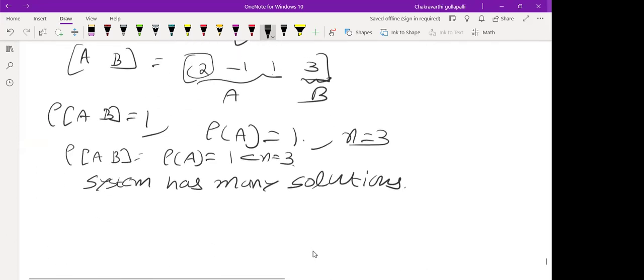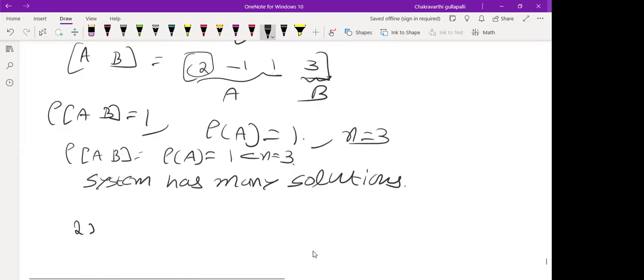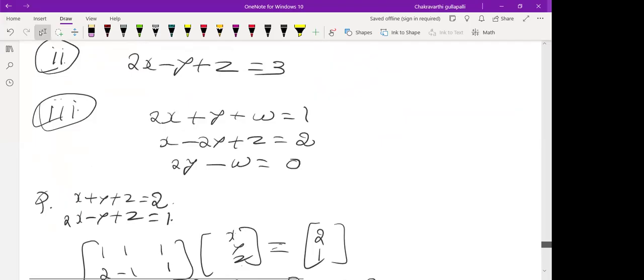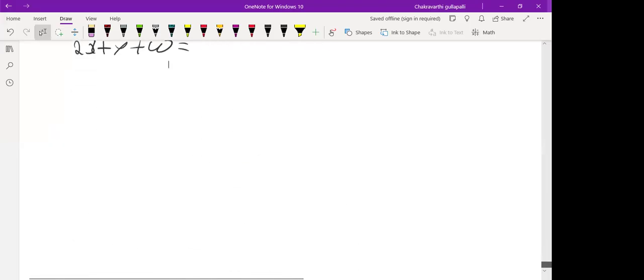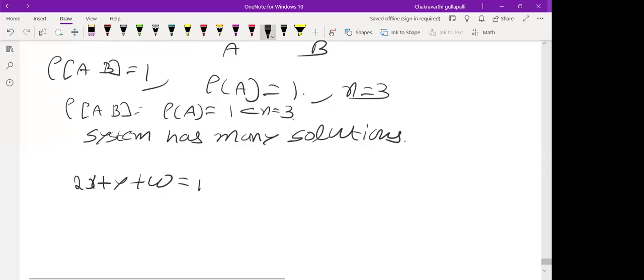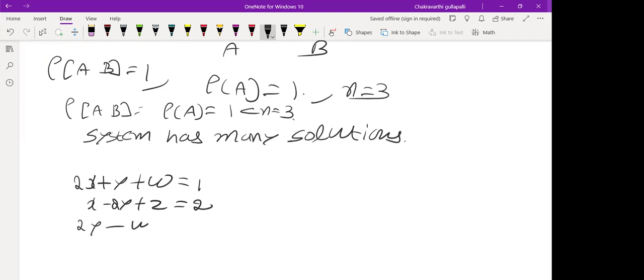So 2x plus y plus w is equal to 1. What is the second equation? x minus 2y plus z equal to 2. Next, 2y minus w equal to 0. This is the third one. So we have to formulate the augmented matrix.